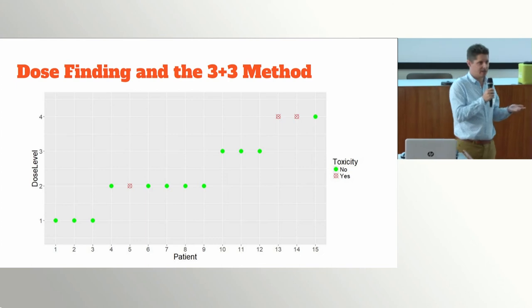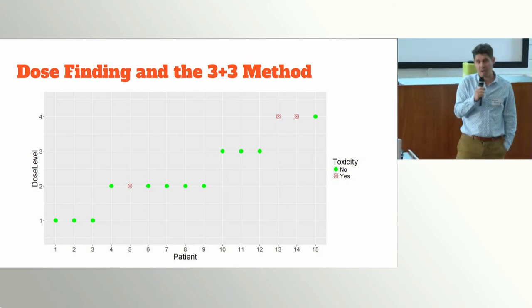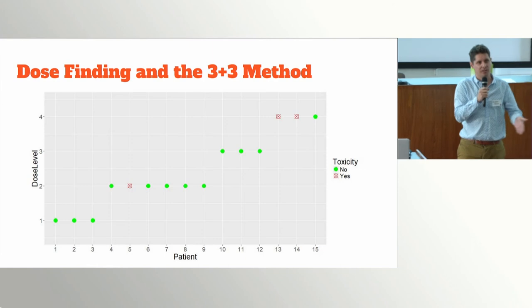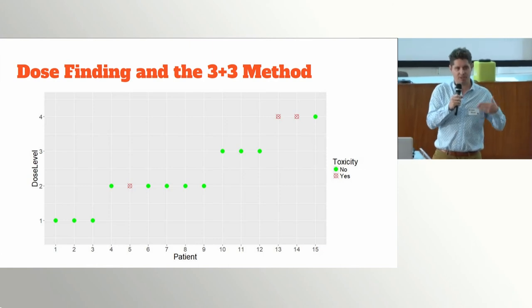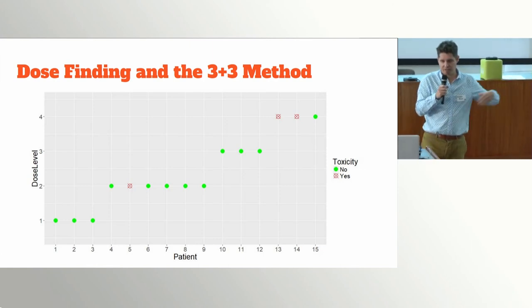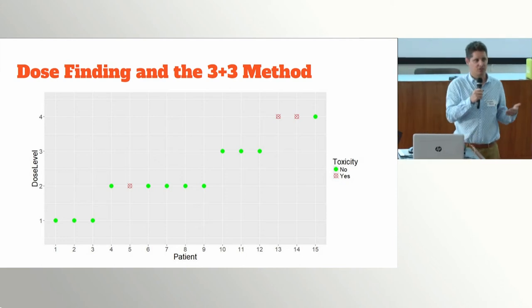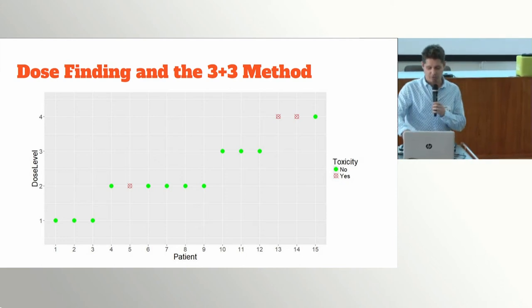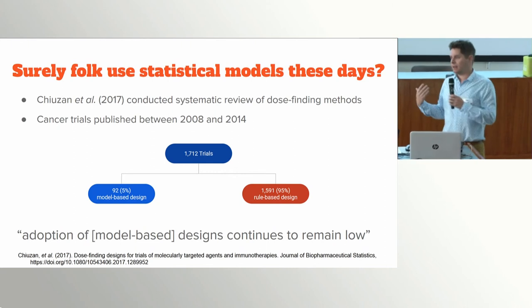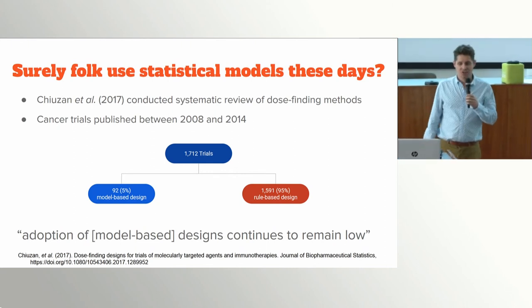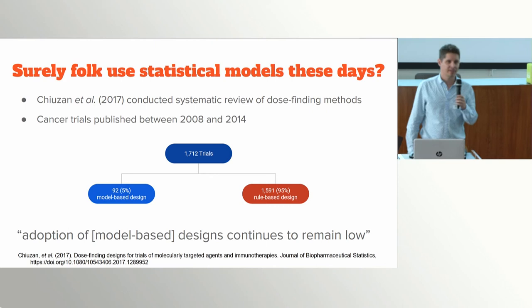Now, there are some pretty obvious problems with that, not least that it's memoryless. It's not using all of the cumulative data to make inference about any particular dose level. It throws that information away and makes decisions based on just three or six people. So you can imagine what performance is like. Now, you might well imagine, surely folk aren't using methods that simple in clinical trials.